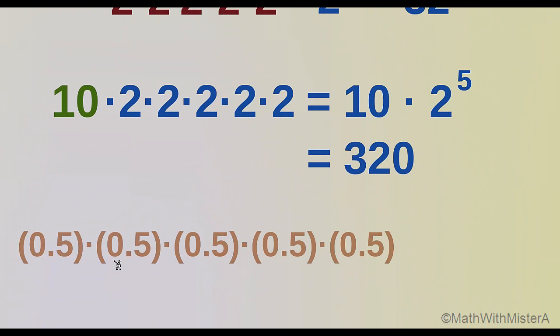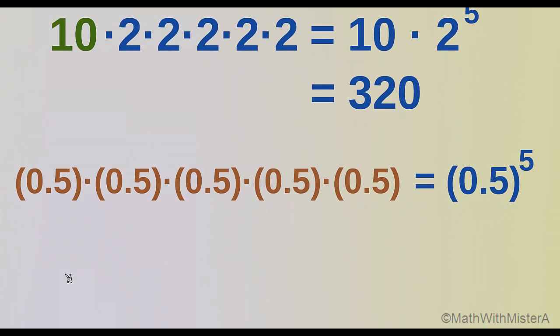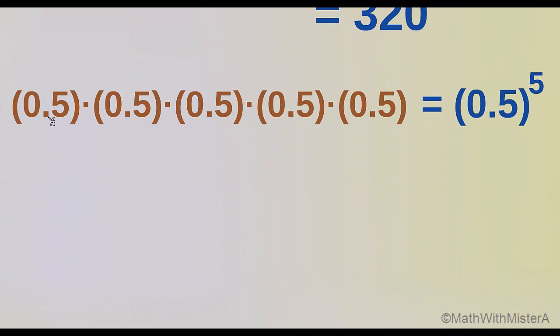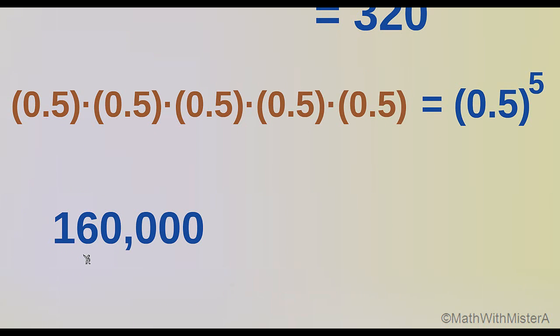Think about multiplying 0.5 or 1/2 over and over and over. Written this way, we could write it with an exponential expression. We've got 0.5 to the 5th power. But now think about what sort of a change do we make when we multiply a number by 0.5. Think about starting with 160,000. What's the result of multiplying 160,000 by 0.5 to the 5th power?